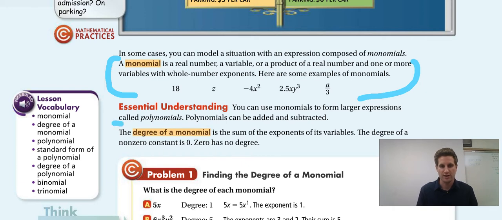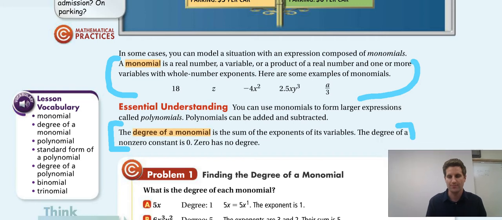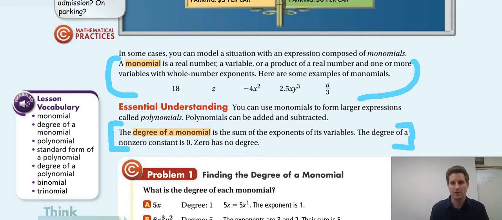And the other thing I want you to write down is right here, the degree. So what is the degree of a monomial? The degree of a monomial is the sum of the exponents of its variables. The degree of a non-zero constant is 0, and 0 has no degree. So sometimes you might get no degree. All right, let's continue to move on, adding our vocabulary first, and then we'll do some examples.